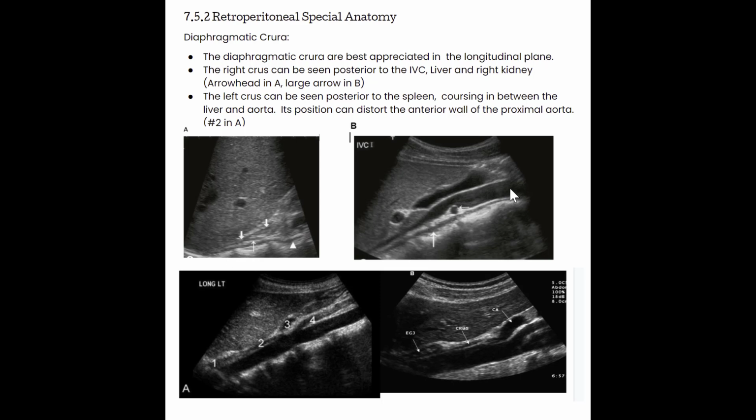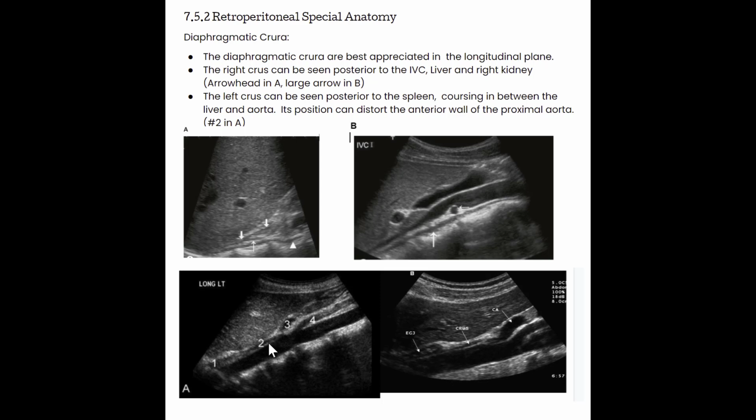We can also see another image here. We have the IVC. This is that IVC portion here. Looks like we have maybe the gallbladder here, liver, and the right renal artery. We can again see a dark hypoechoic line traveling posterior to the IVC, representing the right diaphragmatic crus. Switching over to the left side, looking at the left crus, it does also travel posterior to the spleen, and it's going to kind of rise up and travel in between the left lobe of the liver and the aorta.